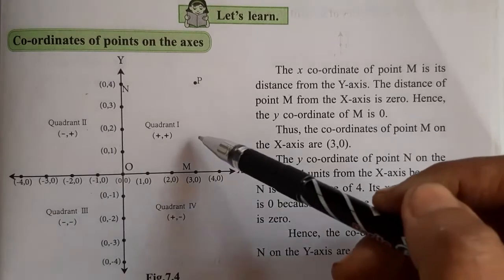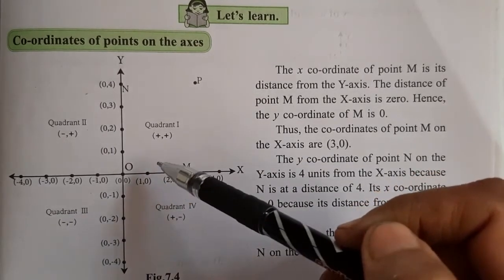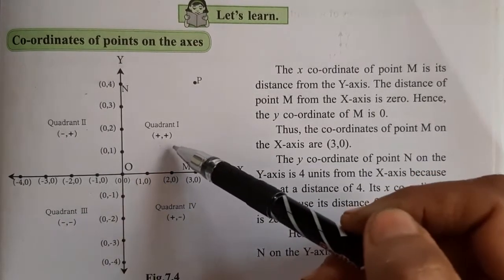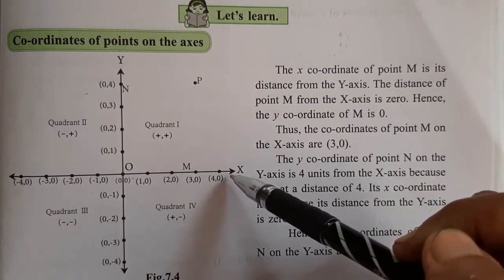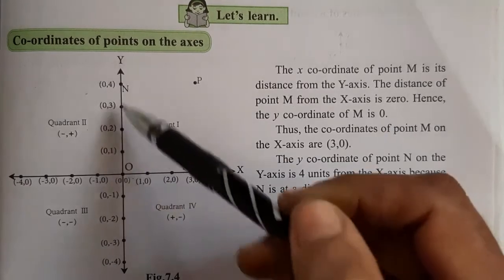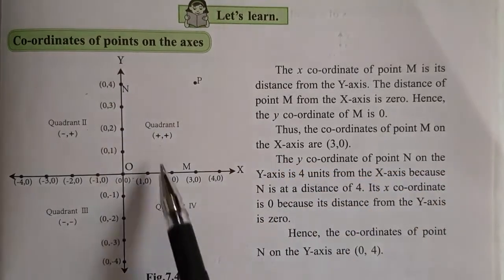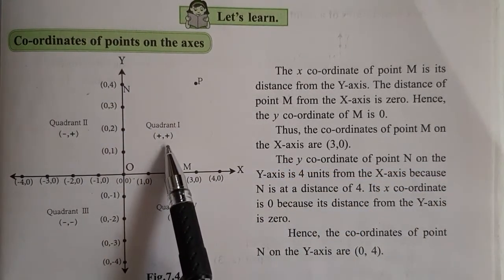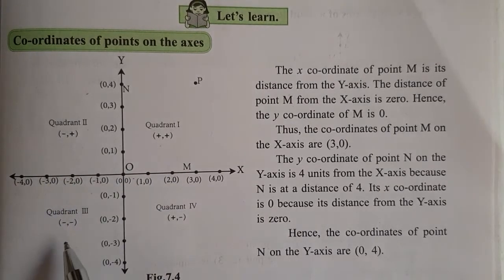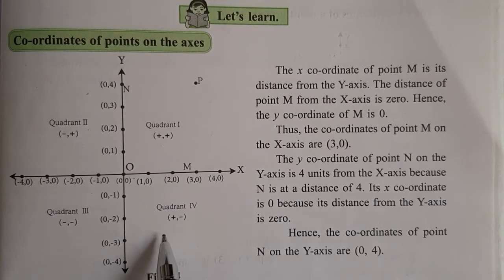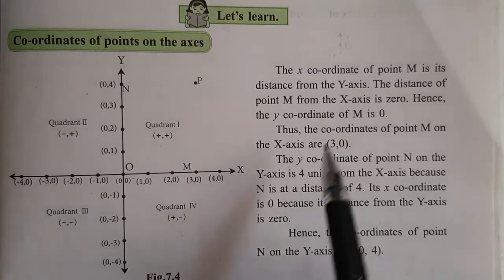Now, in the first quadrant, if you observe, the signs of the coordinates are both plus, plus. That means on the x axis the numbers are positive and on the y axis the numbers are also positive. The signs in the first quadrant are plus, plus. In the second quadrant the signs are minus, plus. In the third quadrant the signs are minus, minus, and in the fourth quadrant the signs are plus and minus.